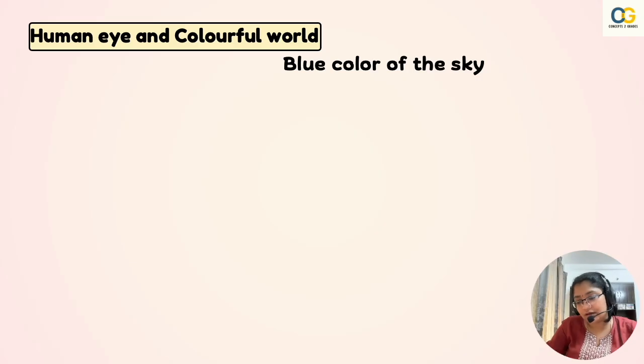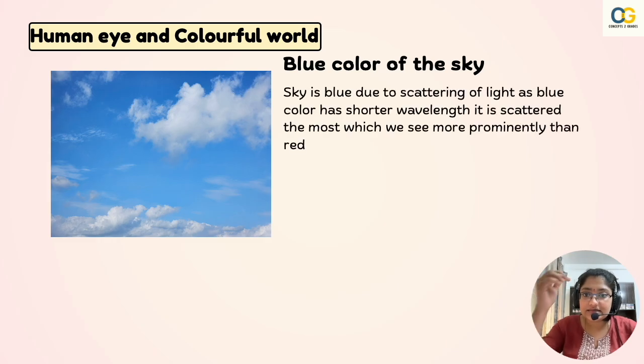Now, the blue color of the sky that we see is also because of this scattering of light, where the sky is blue because blue has a shorter wavelength and it is scattered the most, because of which we see the blue color of the sky predominantly, and red is scattered the least, so we cannot see it much in the sky. So that is the reason our sky is mostly blue in color when we see it.